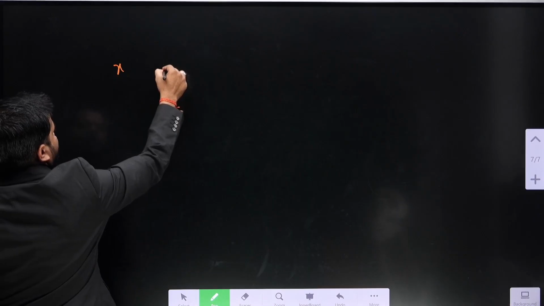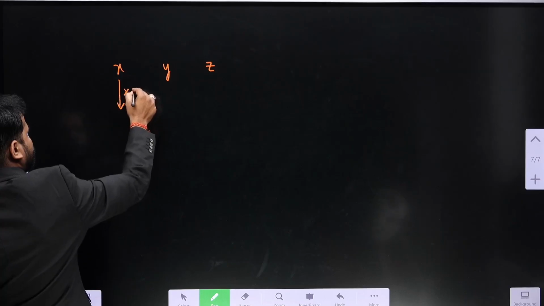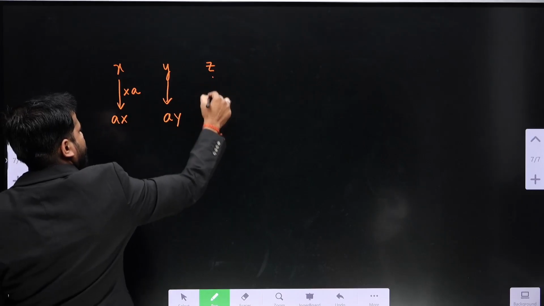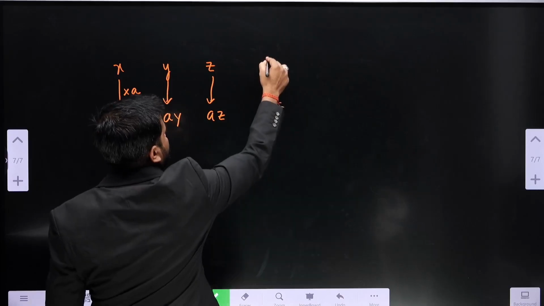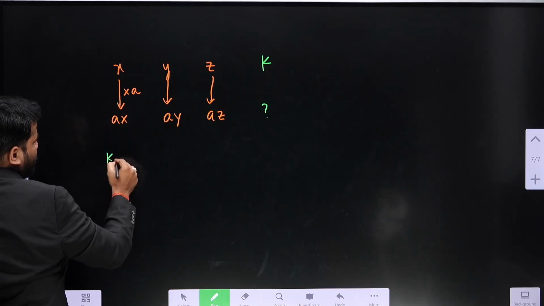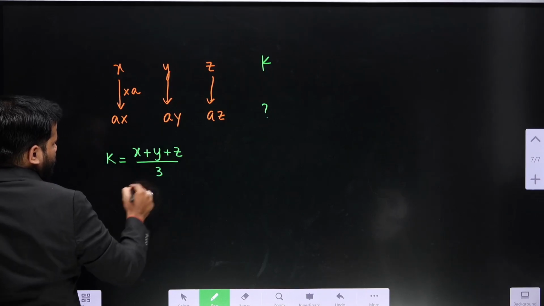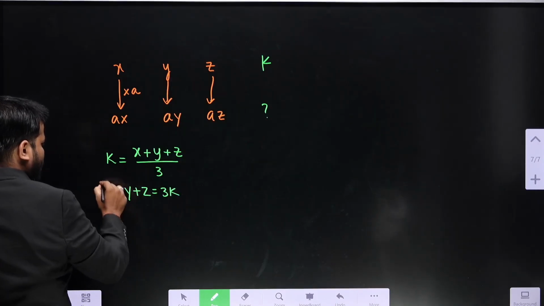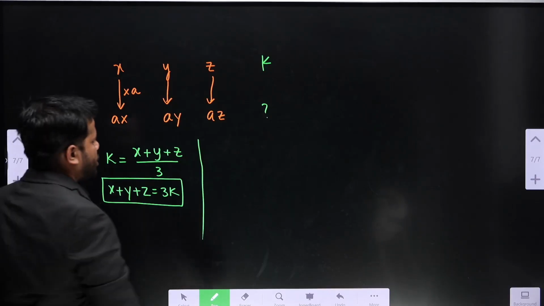If the original data is x, y and z, I will multiply a to all of them. ax, ay and az. If the original average is k, what is the new average? Now can I tell k is nothing but x plus y plus z divided by 3. So x plus y plus z is nothing but 3k. This is the old average. Now what is the new average?